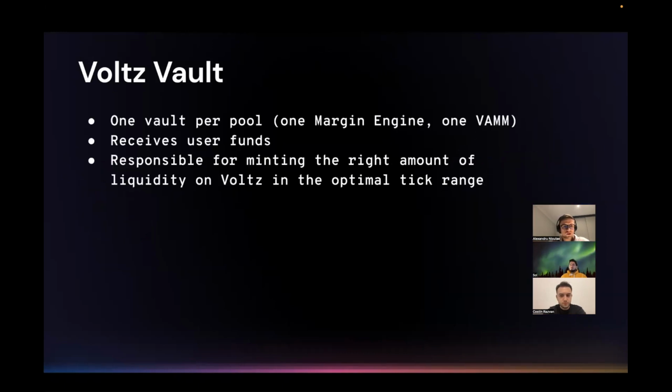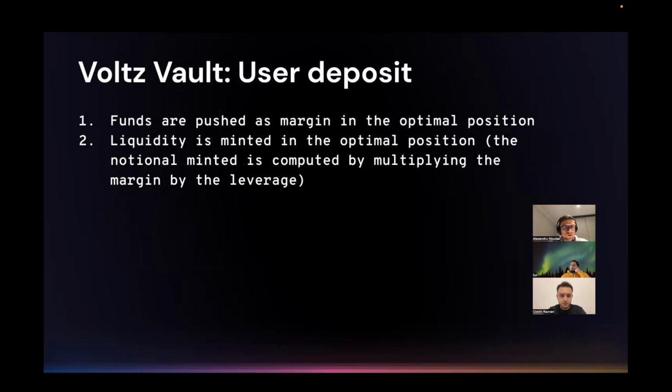So there's one Vault per pool. So basically it has one associated margin engine and then one associated VMM. And the Vault will receive the user funds, and the Vault is also responsible for minting the right amount of liquidity on Vaults in the optimal tick range. So again, the strategy is the one which handles the optimal tick range. The Vault is just responsible for minting the liquidity. So we'll analyze two main flows within this Vault.